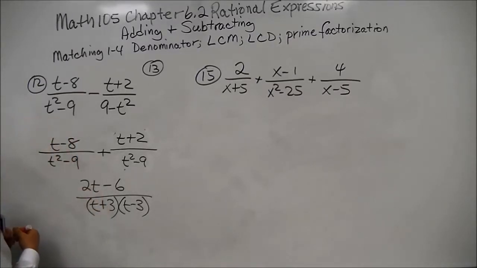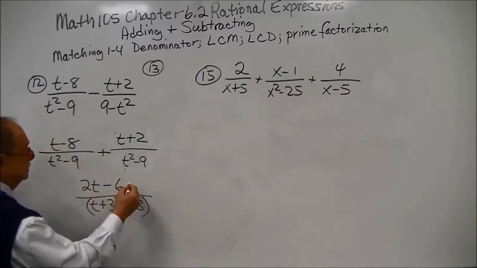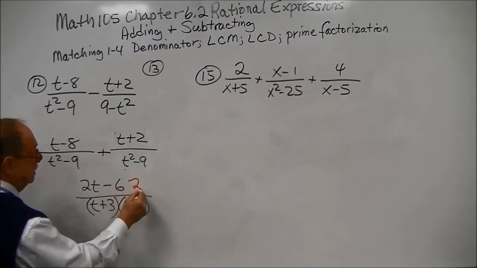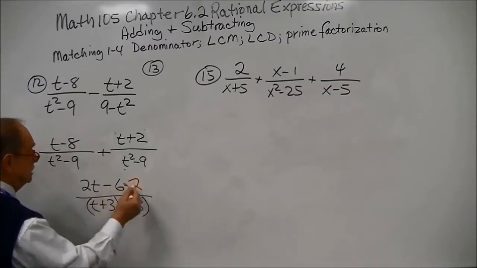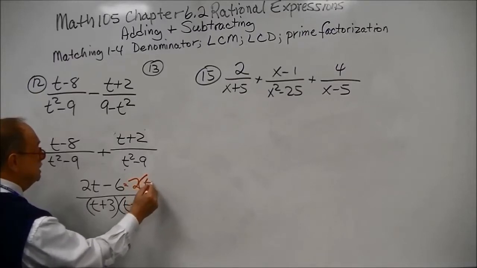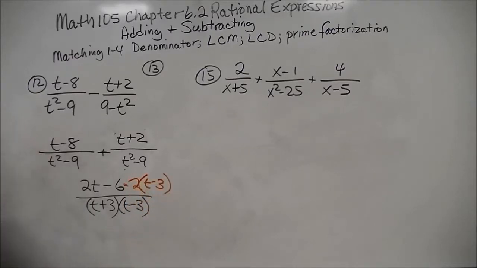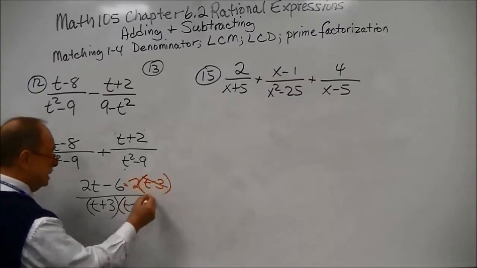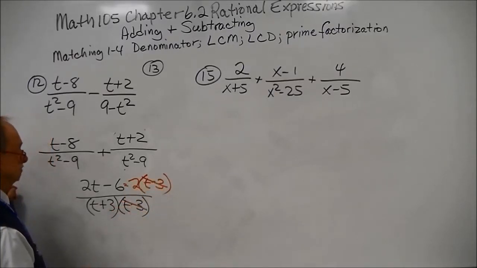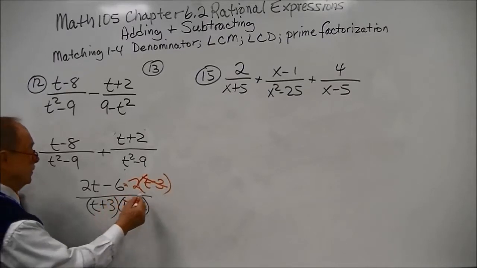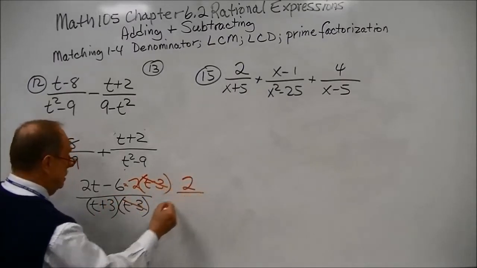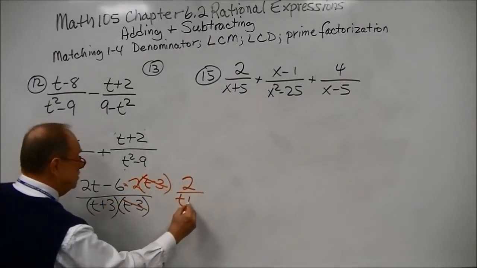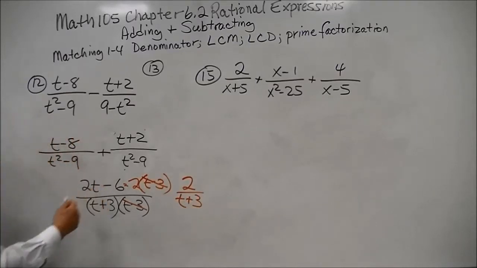I'm going to factor out a 2 here. This becomes then t minus 3. Look at that. So now the t minus 3's will cancel out, and I'm left with 2 over t plus 3, and that's the answer.